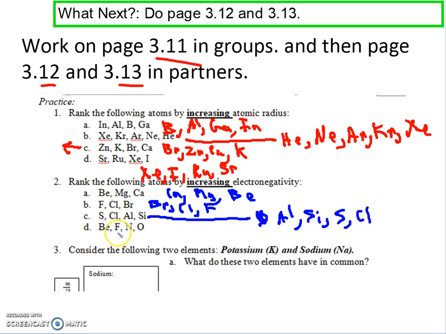And last but not least, 2D. These are all in period 2, and so we would go to the right: beryllium, nitrogen, oxygen, fluorine. Fluorine's actually the most electronegative because the noble gases can't attract electrons. They already have full shells, which we'll see in our next lesson that full shells make things stable.